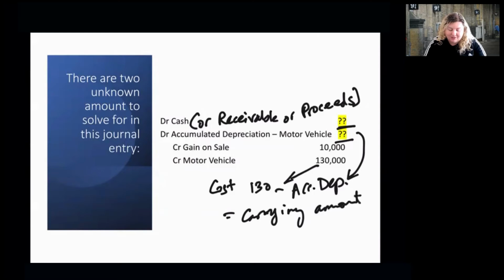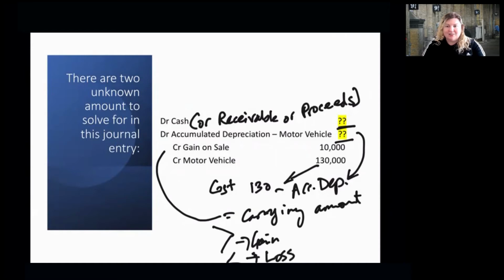The gain or loss just represents whether the proceeds that we received are greater than the carrying amount, in which case we get a gain, or if it's less than that amount, a loss. So we're just using that as a balancing item. The gain or loss does appear in the income statement, otherwise known as profit and loss of the company. So let's have a look.